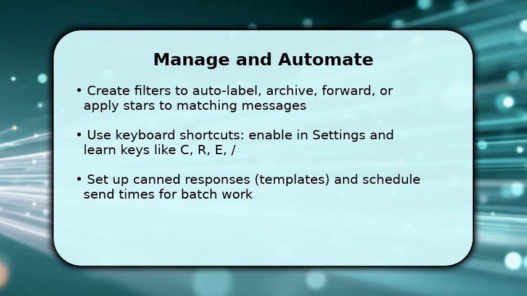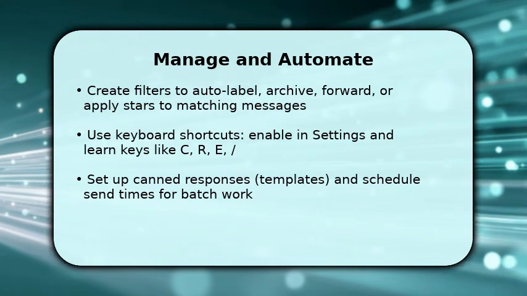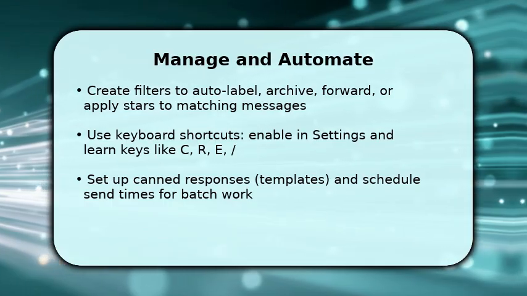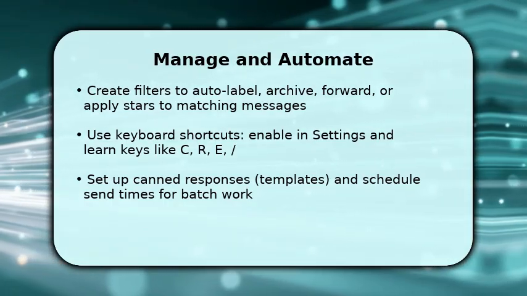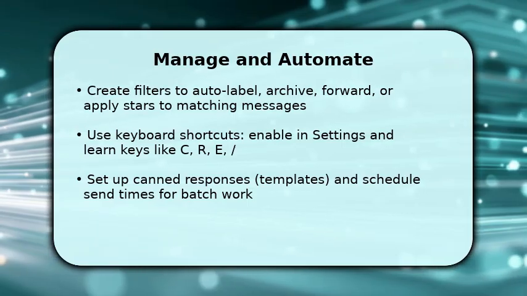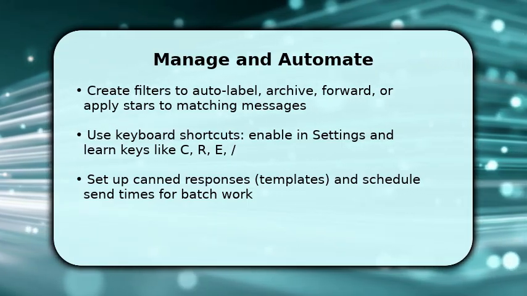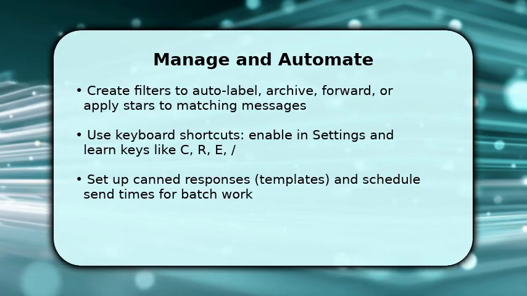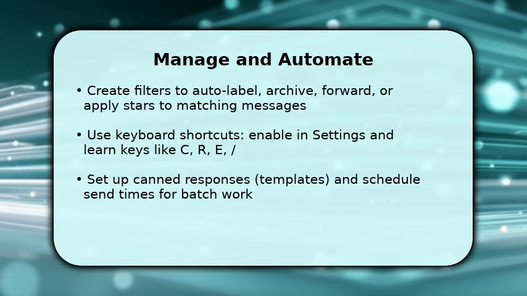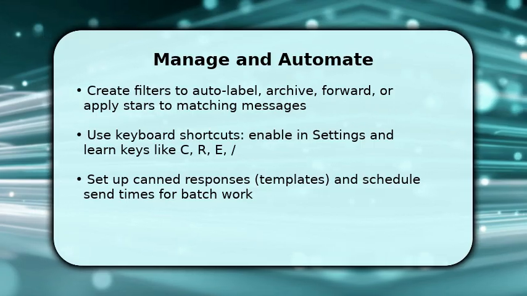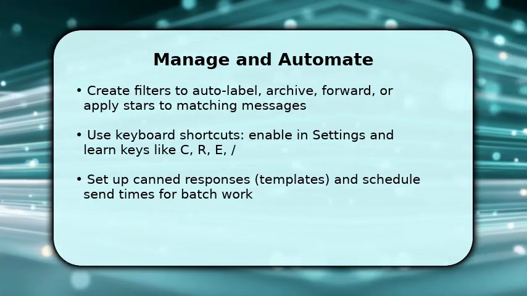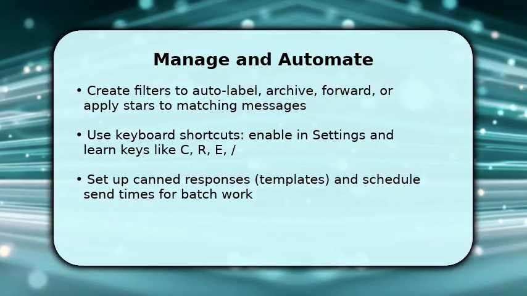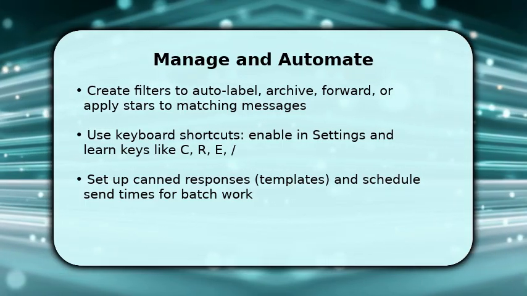Next, automate repetitive actions to save minutes every day. Create filters that label or archive messages automatically and forward critical threads to other addresses. This reduces manual sorting. Enable keyboard shortcuts and practice a few: compose, reply, archive, to speed through tasks. Use templates for frequent replies and schedule sends for optimal timing. Make sure to test filters on a few messages so you don't misroute important mail. Once filters work, you'll notice a big productivity gain.